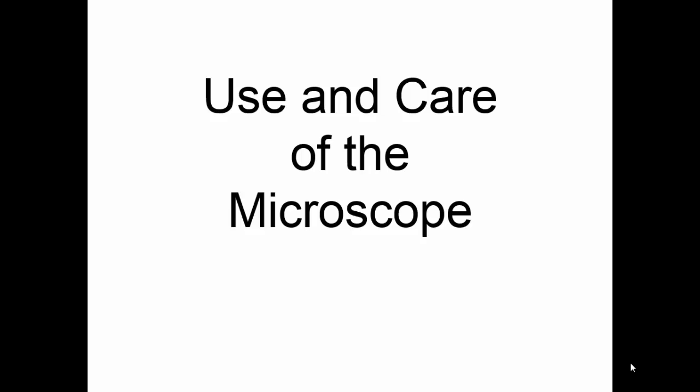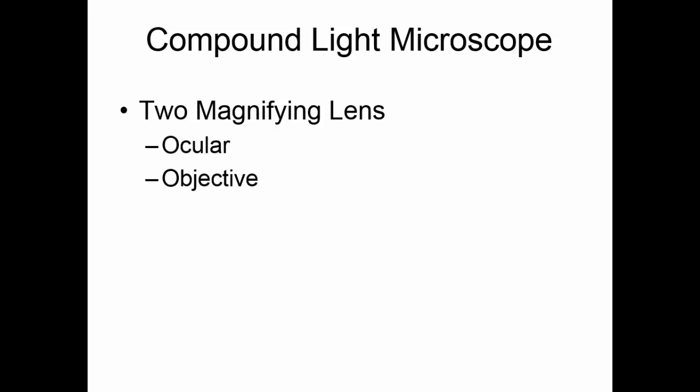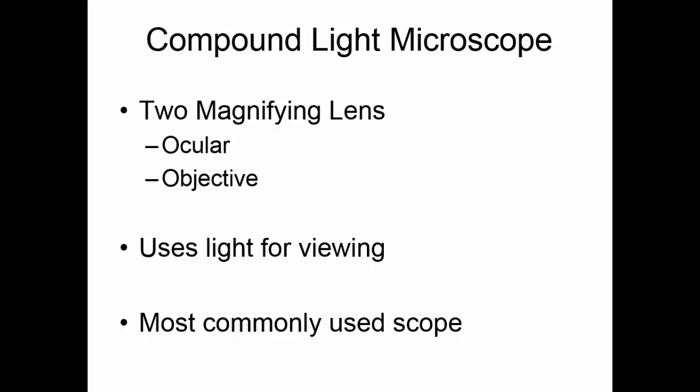The microscope is one of the tools of the laboratory, and so it's important you know a little bit about its use and care. The compound light microscope is called compound because it has two magnifying lenses, one in the ocular and one in the objective. It uses light for viewing, which is why it's called a light microscope. This is the most commonly used microscope and the microscope you will use in the anatomy and physiology lab.